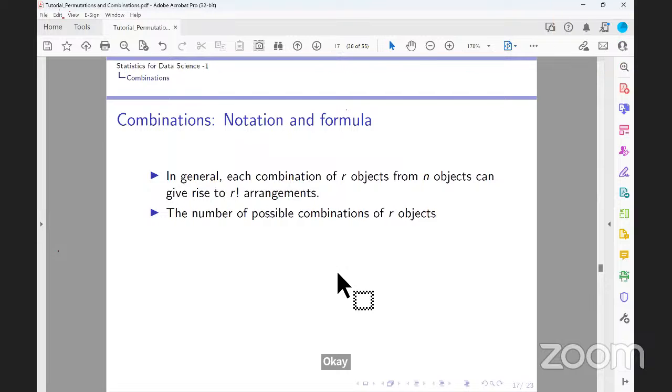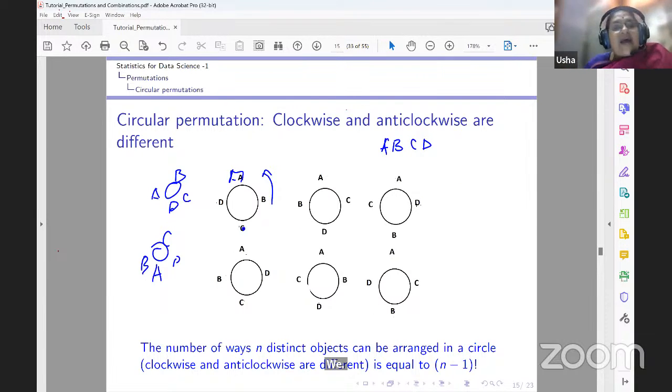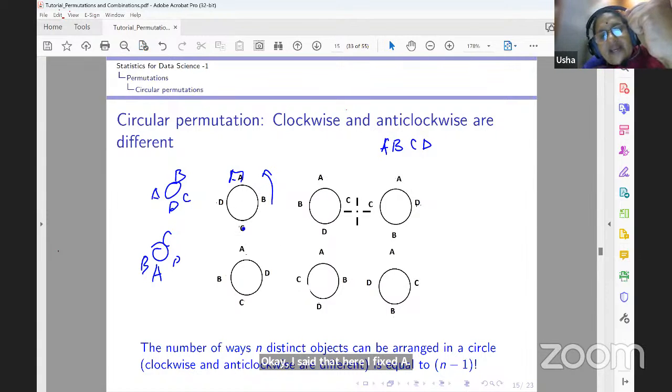Ma'am, I have a doubt. In the circular permutation, we are taking n minus 1 factorial because we fix one object. See, that one object only I said doesn't matter. For example, if I go back here, I said that here I fixed A. If I fix this A, with the remaining, these are the types I have got, which is 6 in total, because it is 3 factorial. Is this clear?